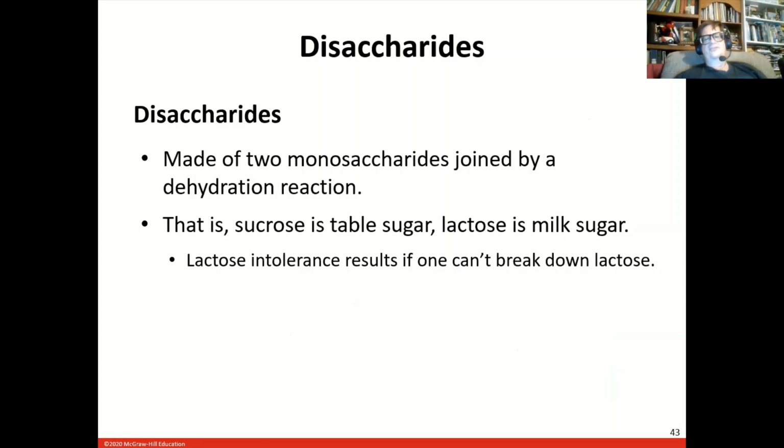They're saying here, lactose intolerance results if one can't break down lactose. Yeah, it would probably be better to call that a lack of lactose persistence. I know I'm being nitpicky, but there's a great HHMI video about that. I will add that to the links of things that you should probably watch. If you don't watch it now, you're going to see it. I will make that link available multiple times in this class.